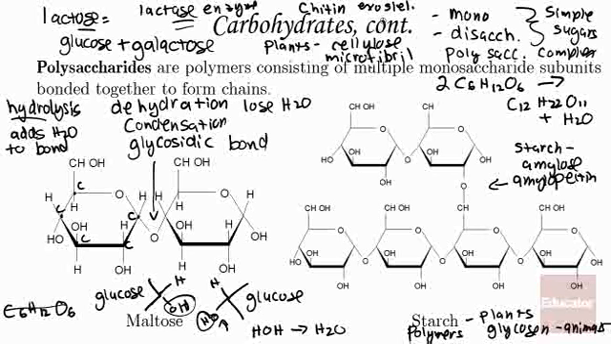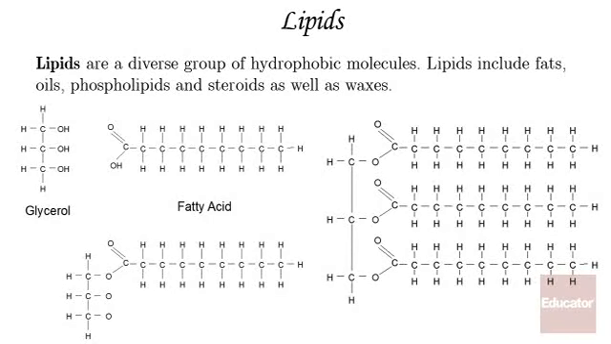All right, carbohydrates were the first class of large biological molecule. The second group of large biological molecules that we'll be discussing is lipids. And these are actually a diverse group of molecules, but they're classed together because they're all nonpolar or hydrophobic. Examples of lipids are fats, oils, phospholipids, and steroids, as well as waxes. We're going to be focusing on fats, phospholipids, and steroids because these are the most important in terms of biology.